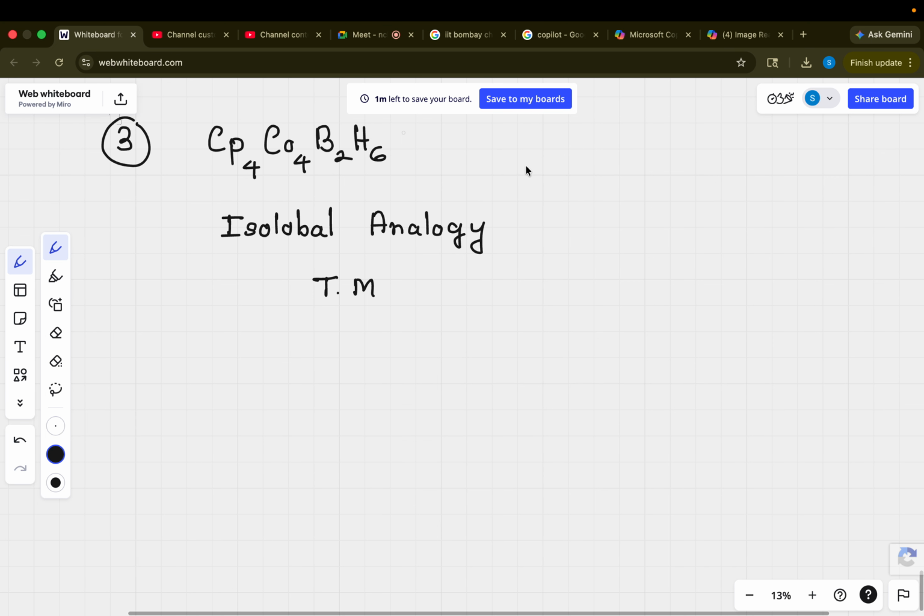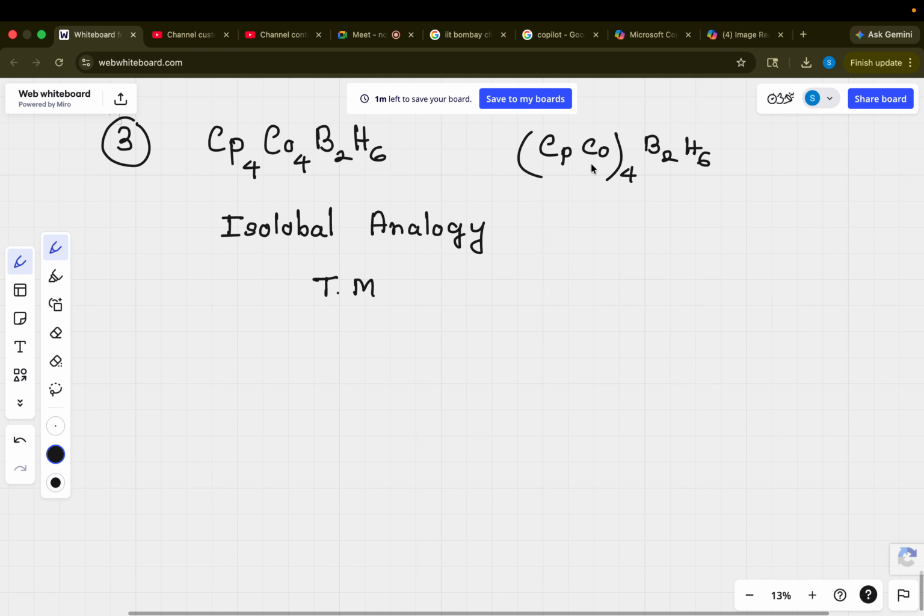So if you have 4 cyclopentadienyl, that means in the neutral method you can calculate 4 into 5, 20 you are getting from here. No need to do it like that, otherwise it will be difficult. You just see what you have, Cp4 CO4, right? So together I can write it like this: CpCO whole 4, then you have here B2H6. So CpCO whole 4 B2H6.